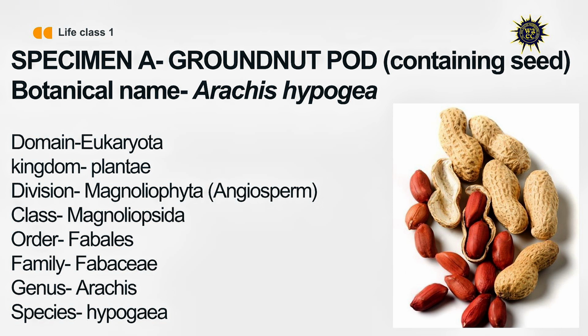Now let's first look at the classification. The botanical name is Arachis hypogaea. Then for the classification: domain Eukaryota, kingdom Plantae, division Magnoliophyta. Remember, for plants, it's division and not phylum. Then we have class Magnoliopsida, order Fabales, family Fabaceae, genus Arachis, and species hypogaea. Don't forget, I italicized it here because I typed. If you are writing it on paper, you should underline these botanical names separately.